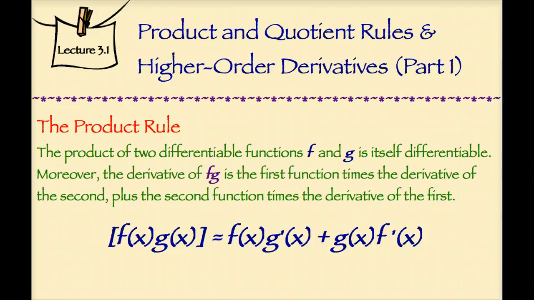The product of two differentiable functions, f and g, is itself differentiable. Moreover, the derivative of fg, the product of those two functions, is the first function times the derivative of the second, plus the second function times the derivative of the first. And here you see it mathematically stated as well. The first function times the derivative of the second, plus the second function times the derivative of the first.